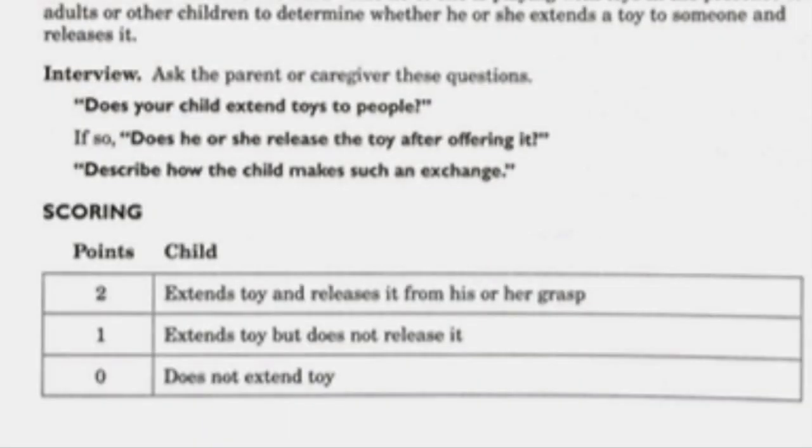In order to score this assessment, the child would receive 2 points if they extended the toy and released it from his or her grasp, 1 point if they extended the toy but did not release it, and 0 points if they did not extend the toy.